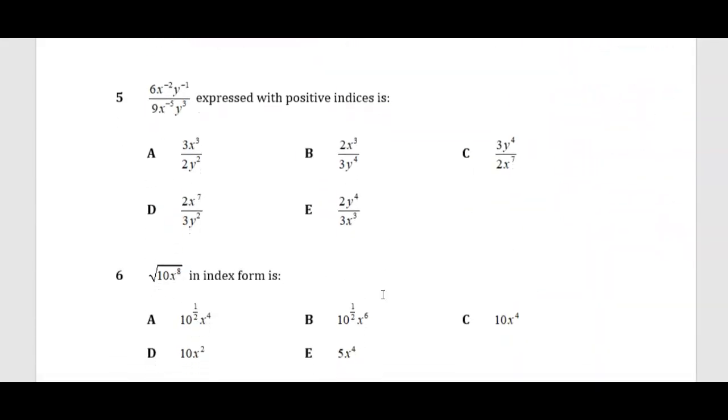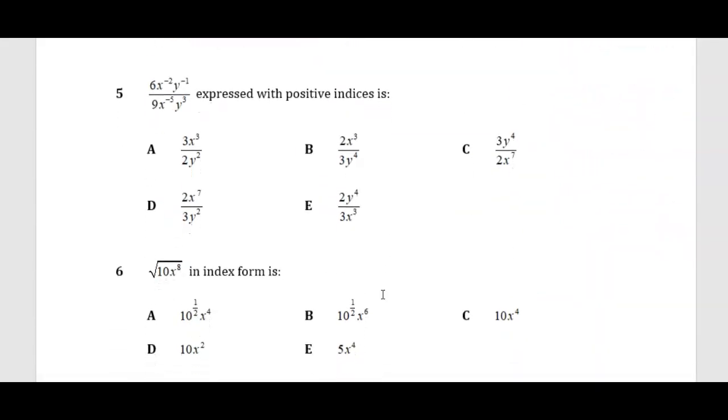All right, moving on to question 5. So here we have negative indices, and we've got to represent it with positive indices. So always set up, we've got a division here. So I just always set it up and treat everything individually. So I've got a 6 and a 9. So I can simplify that because the highest common factor that goes into 6 and 9 is 3. So that's going to become 2/3.